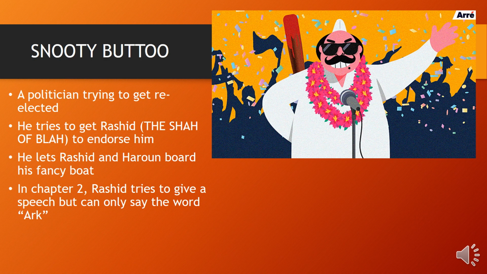So, Rashid and Haroun board his fancy boat where Rashid's supposed to give this speech. And it turns out Rashid has lost his storytelling abilities. His storytelling abilities are only present when his relationship with Soraya is there. So once he loses his wife, he also loses his ability to tell stories. So that's one of the big themes, that the storyteller can no longer tell stories, and he needs his son's help to get his powers back, and his wife and mother.